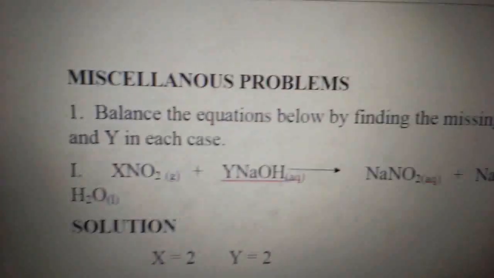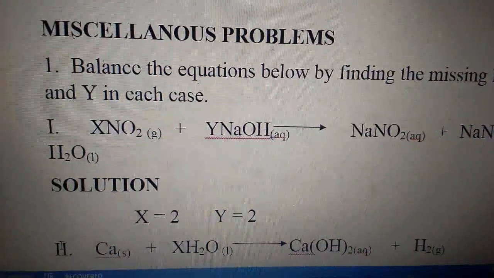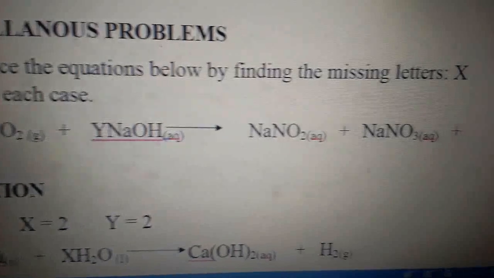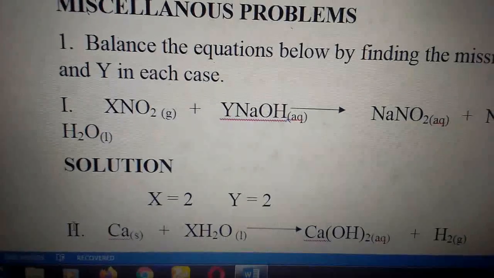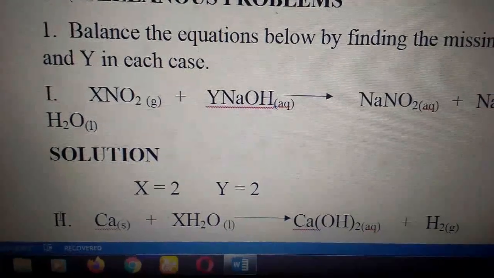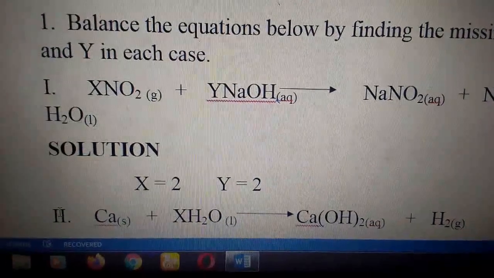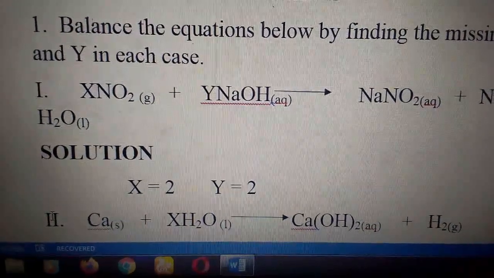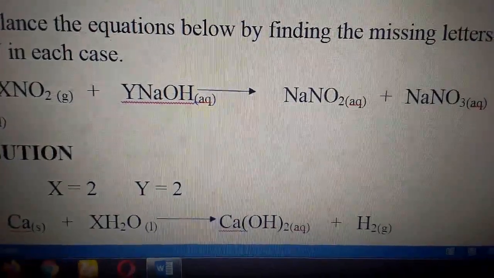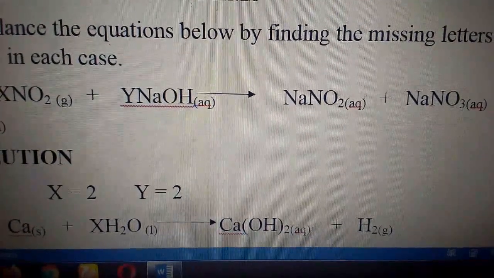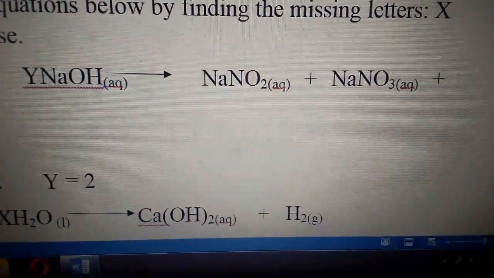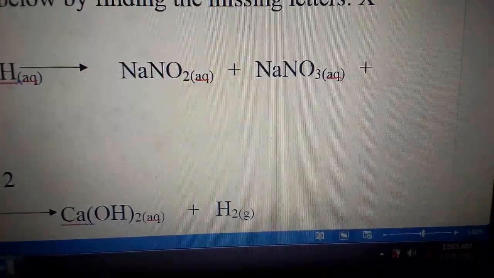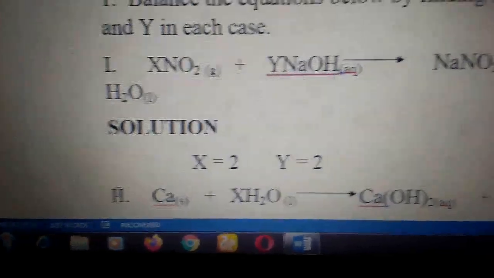So we'll look at miscellaneous problems. Number 1 says, balance the equations below by finding the missing letters S and Y in each case. So number 1, we have an equation which involves S molecules of nitrogen dioxide, NO2, plus Y molecules of sodium hydroxide, NaOH, giving us 1 molecule of sodium nitrite, NaNO2, 1 molecule of sodium nitrate, NaNO3, and 1 molecule of water.